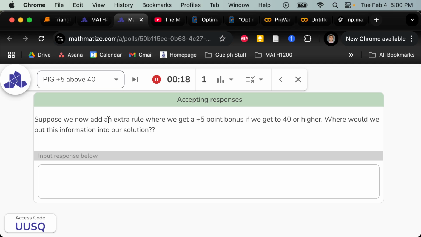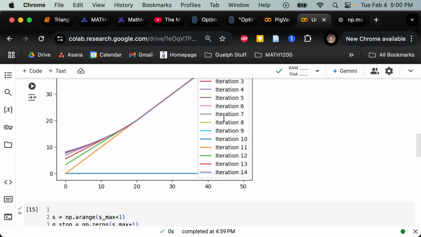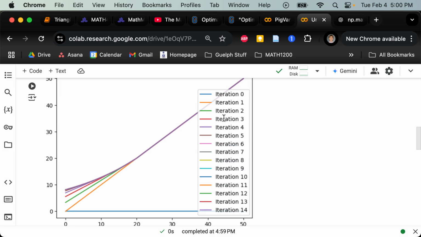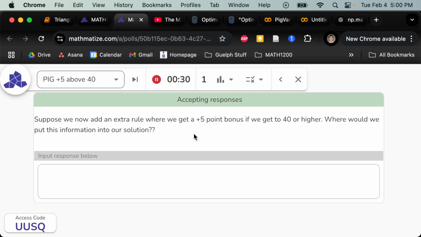So I'll let you guys think. Type in your answer here. What would you modify? And then it should be a pretty quick modification in our code to see what to do in that situation. The other fun thing, if you think this is an easy problem, you know exactly what to do, try to ask yourself, what is the optimal strategy going to be now? So before it was roll at 20 or below and stop above. What's the strategy going to be now?